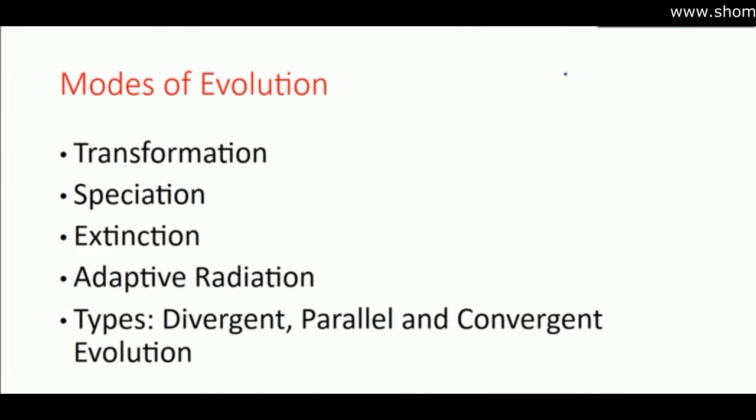So what are the modes of evolution? Evolution can give rise to different phenomena, different outcomes. It can be transformation, shifting from one phase to the other. Second is speciation. Third, extinction. Fourth, adaptive radiation. Fifth, we'll also talk about the types of radiation, like divergent, parallel, and convergent. So let's first talk about transformation.